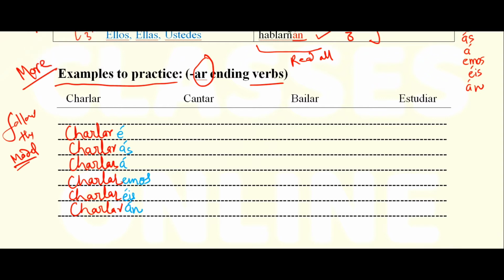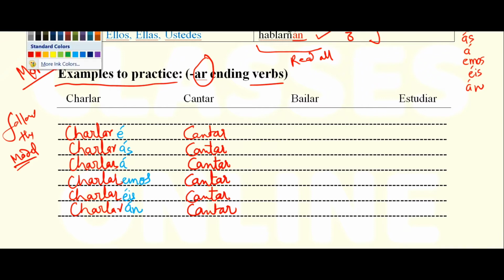Now another verb is cantar. Cantar means to sing. We have to copy it 6 times, as we don't drop anything from the verb, for singular and plural, first, second, third person. Now add suffixes. Suffixes are é, ás, á, emos, éis, án.